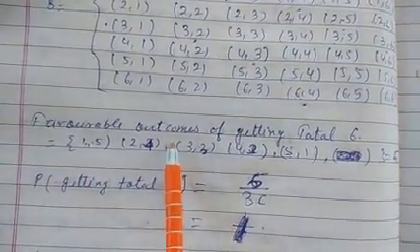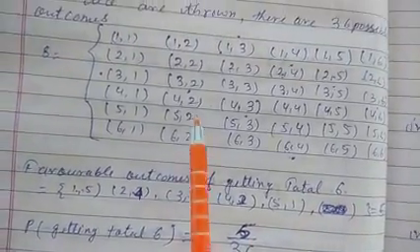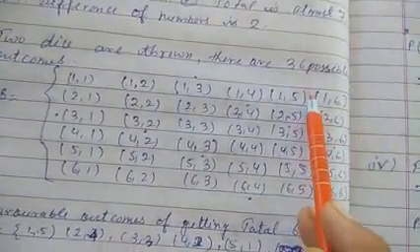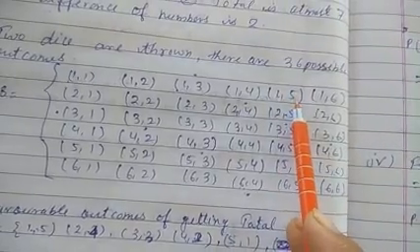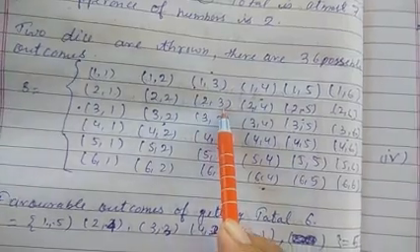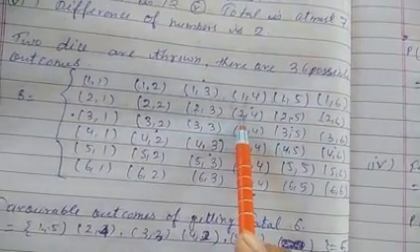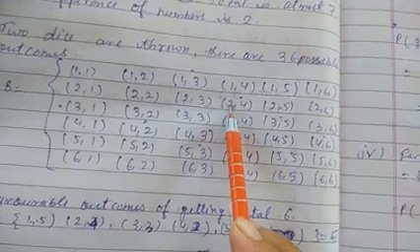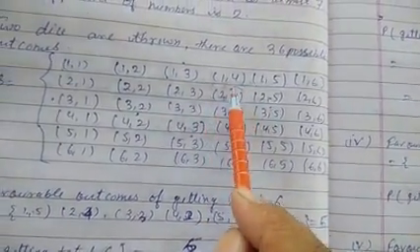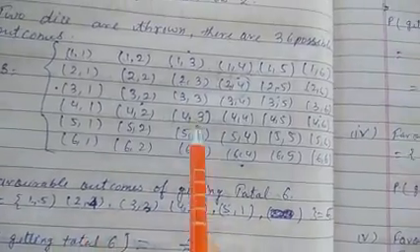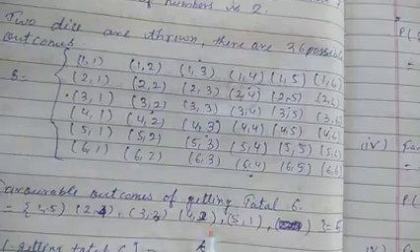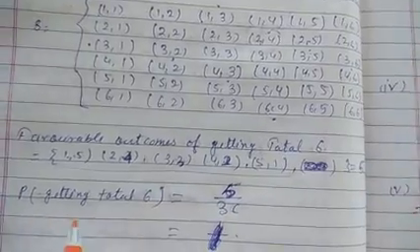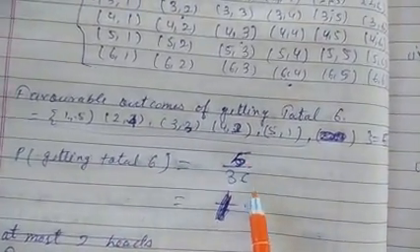So see, the favorable outcomes of getting a total of 6. In this case you just add the numbers, it should become 6. Where it is 1 plus 5, that is 6. 2 plus 3 is 5, so that is not favorable. 2 plus 4 is 6, so it is a favorable case. So here we will write down 2 4, after that 3 3, and 4 2, and 5 1. So total favorable cases are 5. The probability of getting a total of 6 is 5 by 36.